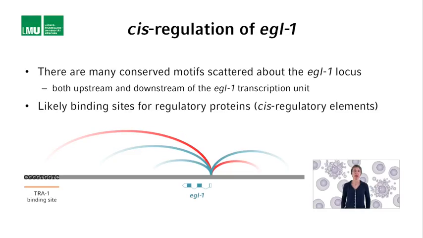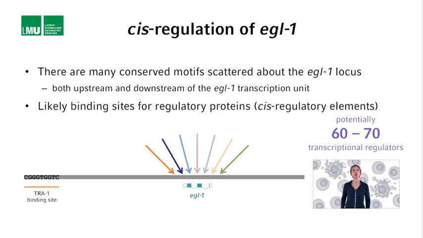locus. Based on genetic analyses, we suspect that AGO1 transcription is the target of 60 to 70 different transcriptional regulators that act through these cis-regulatory elements, and that each controls AGO1 transcription in a subset of the 131 cells that die during C. elegans development. The AGO1 locus therefore acts as an integrator of all the signals that control apoptosis during C. elegans development.